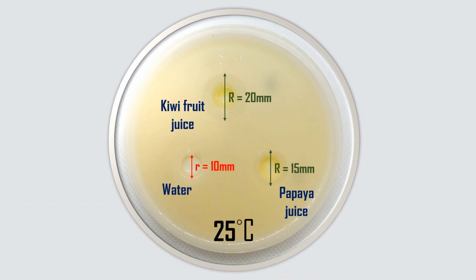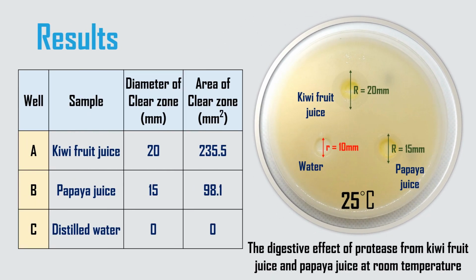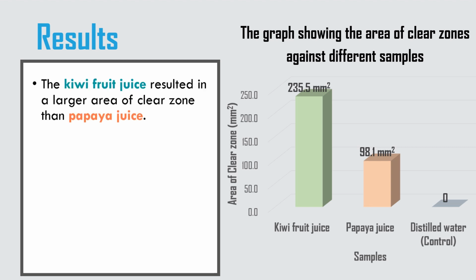Here is the protease. The result showed that kiwi fruit juice gave larger area of clear zones than that of papaya juice, and the distilled water gave no observation change for the result. The results are then shown as a bar chart. It shows that kiwi fruit juice resulted in a larger area of clear zones than papaya juice.